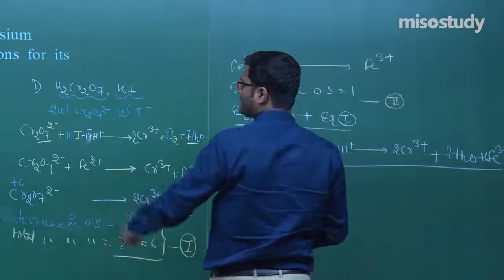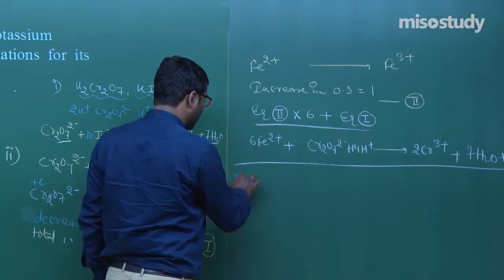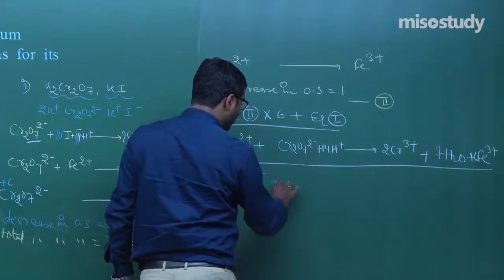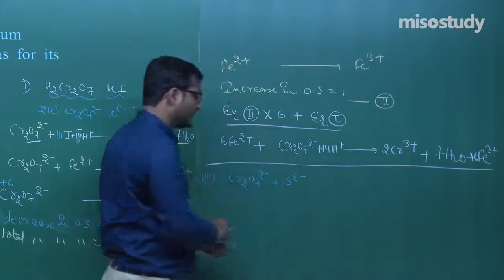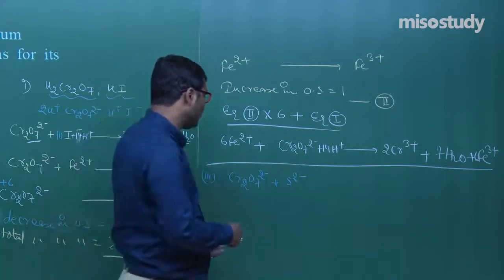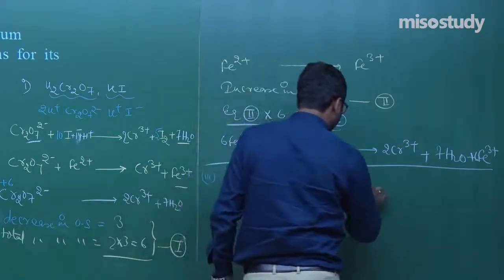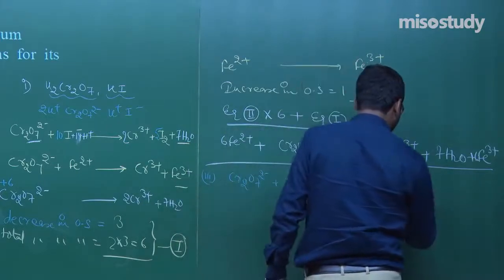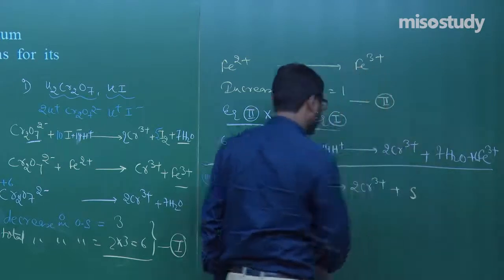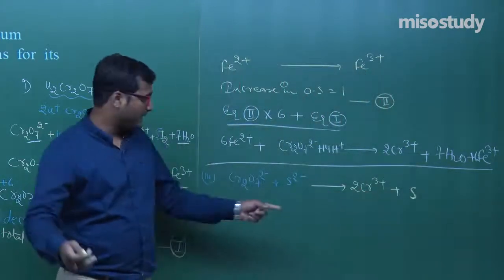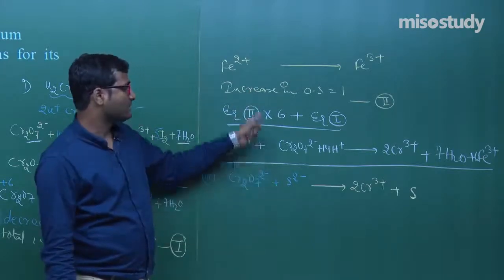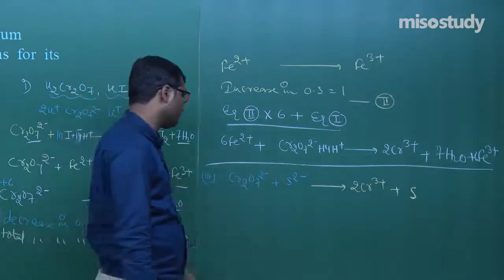Now the next one is H2S. The third one is, as we know, Cr2O7 2- and H2S, that is S2-. Definitely it gives you 2Cr3+, and H2S is converted to sulfur. This is the reaction. Again, you have the theory, you can easily balance using this method, my friend. Should I do it? Okay, wait for a moment.